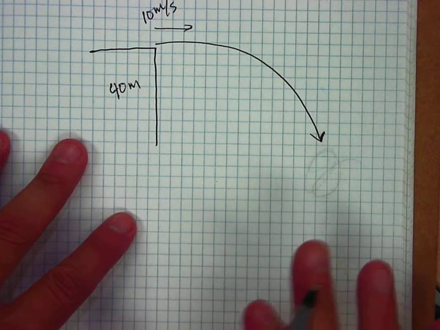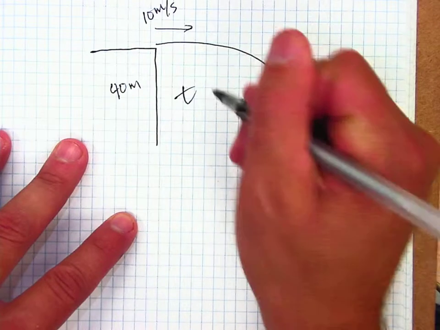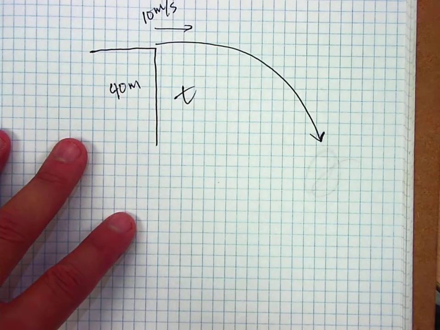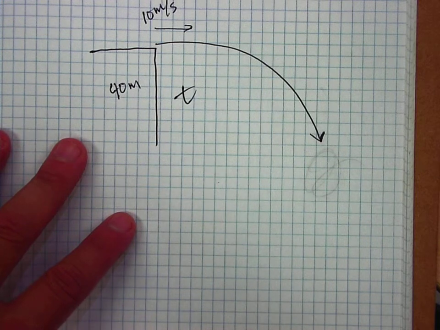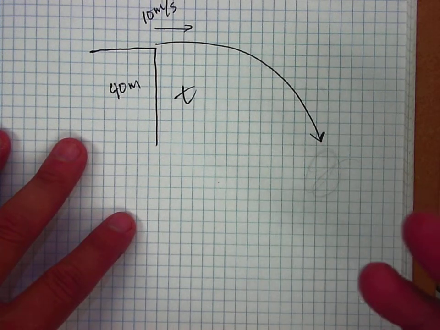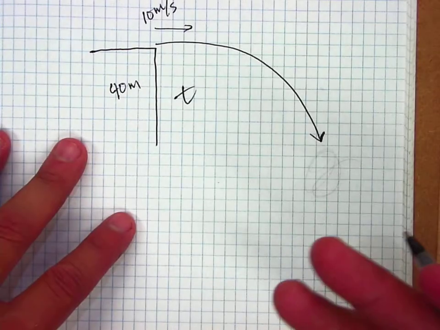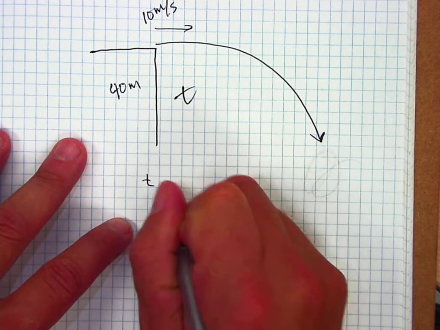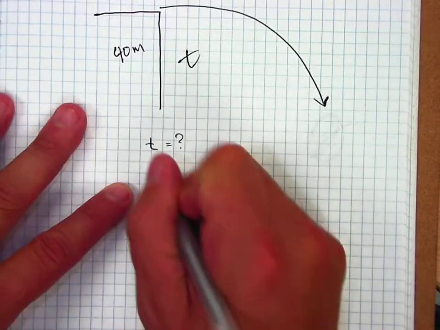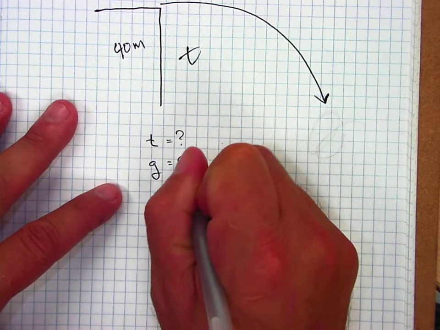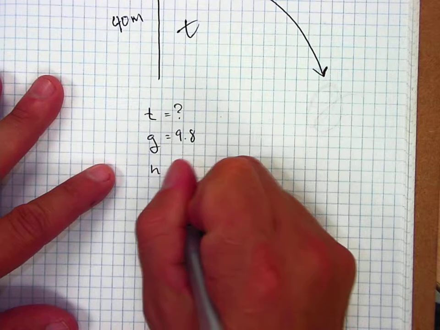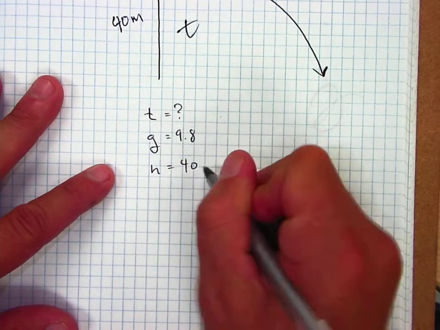The biggest condition here is figuring out time. What's cool about these is that it's just one time. It's not a time up and down. It's just down. It's falling. That's the most important thing to find. So how can I find time when I have a constant acceleration of gravity at 9.8 and I'm using the height of 40?